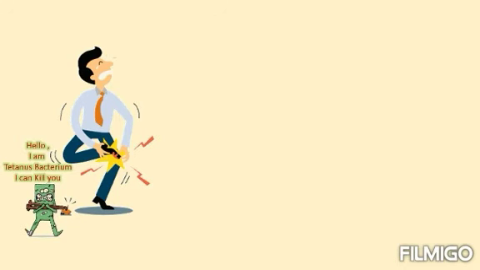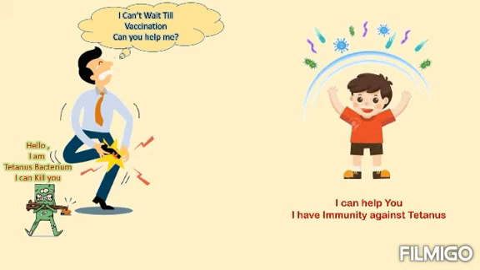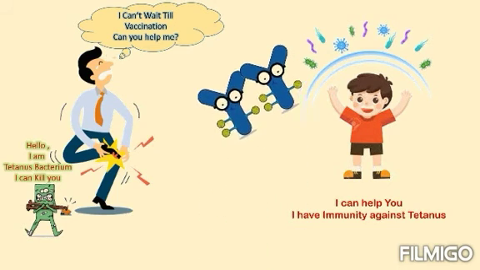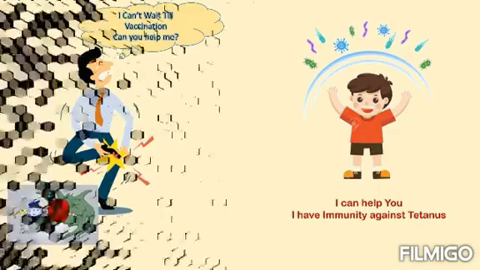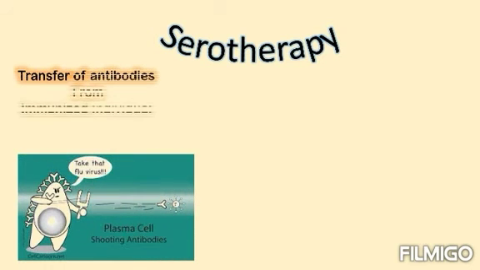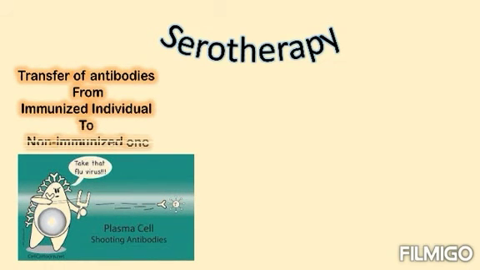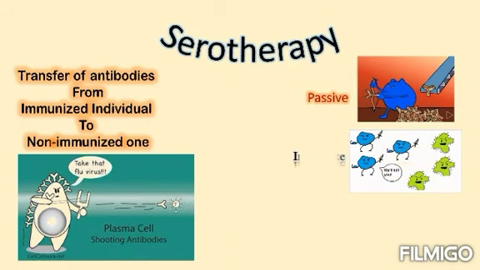But is there any means to help our immune system? Suppose that you put your leg on a rusted snake where you contracted tetanus. You don't wait for vaccination, you need help. A healthy individual can help you by donating you their antibodies. So there is a transfer of immunity. We call it serotherapy. Serotherapy is a transfer of antibodies from an immunized individual to a non-immunized individual.